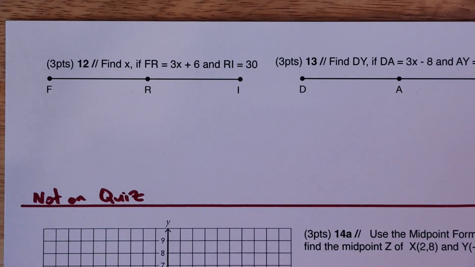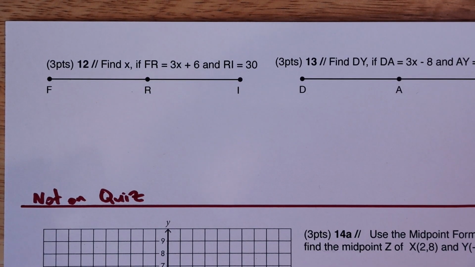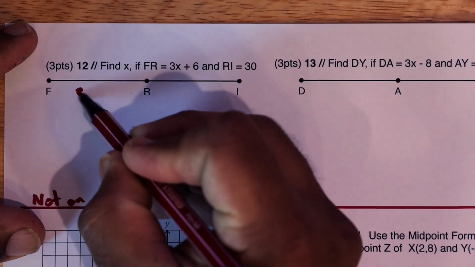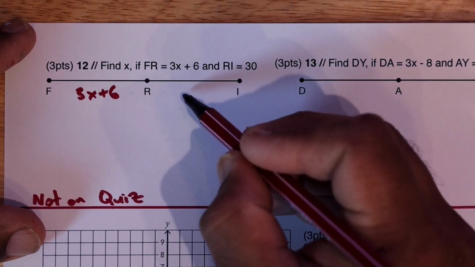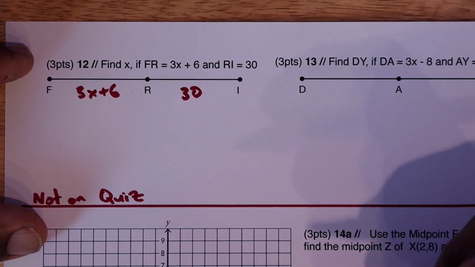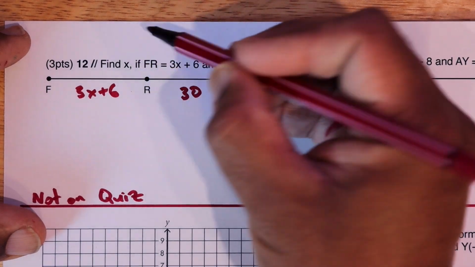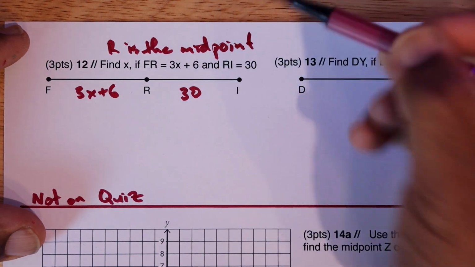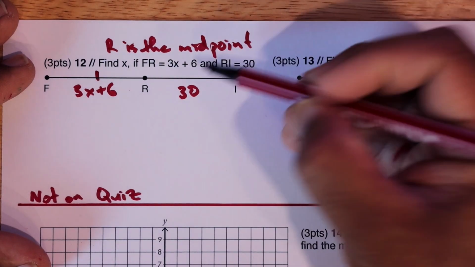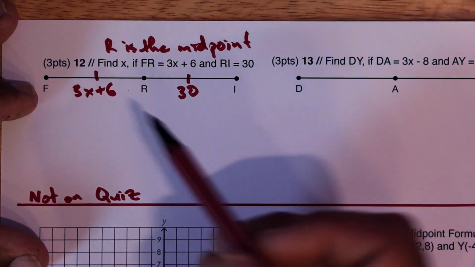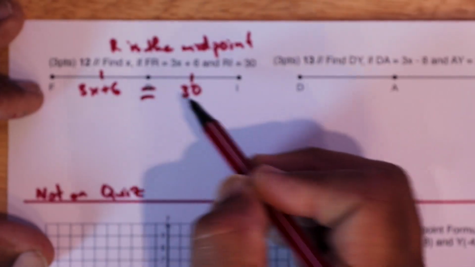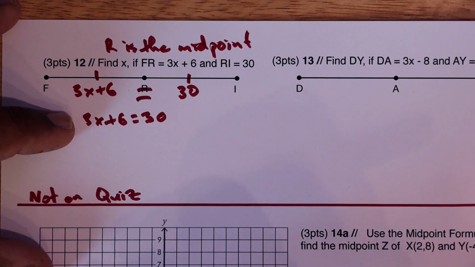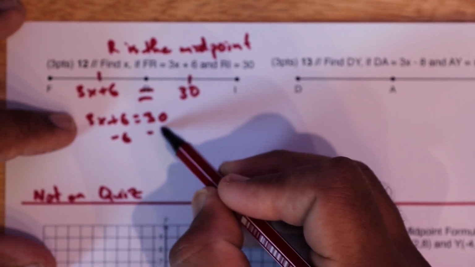So number 12. Find x if FR is 3x plus 6 and if RI equals 30. And so what piece of information do I need to give you? I need to tell you that R is the midpoint. I'm going to have to update this for next year. Sorry, guys. So R is the midpoint. That means this part and this part are the same. That means I'm allowed to write these equal to each other. So 3x plus 6 equals 30. And if I'm solving for x, I'm going to subtract 6 from both sides.